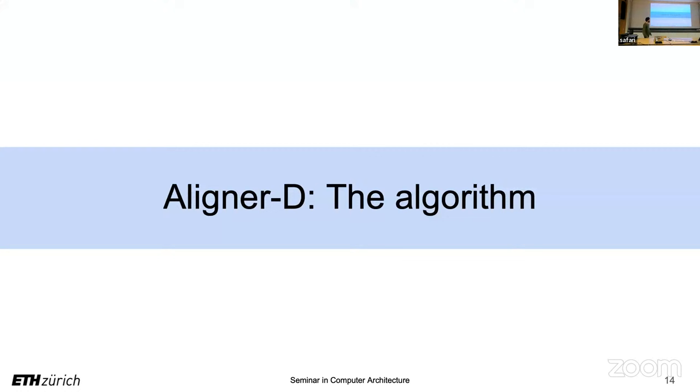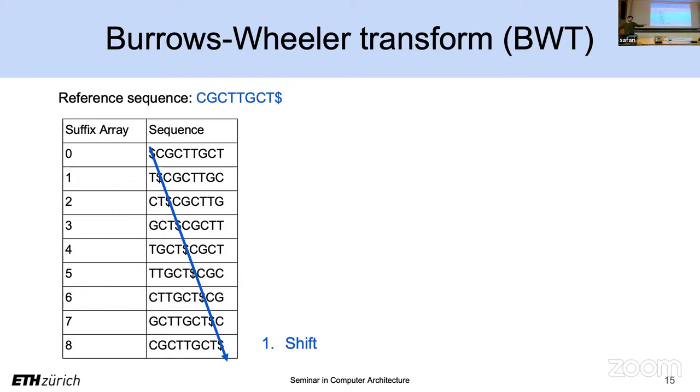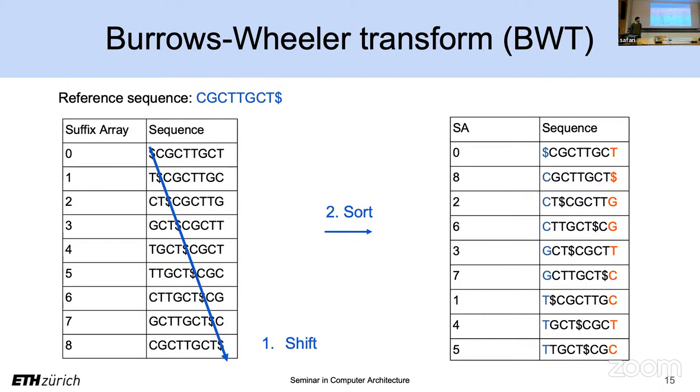Exactly. Now we can dive into the algorithm of the aligner. As I told you, it's based on BWT, so I should perhaps explain that first. BWT is a transform on a string. Here you have a string, with the dollar sign marking the end of the string. Then you have two main operations. First, you put the rotations in a table and shift them, so every row is the same sequence but shifted by one. The second operation is to sort them lexicographically. The BWT is the last column, the red one. That's simple, and it's used, as we'll see, for DNA alignment, but also for compression algorithms and so on.